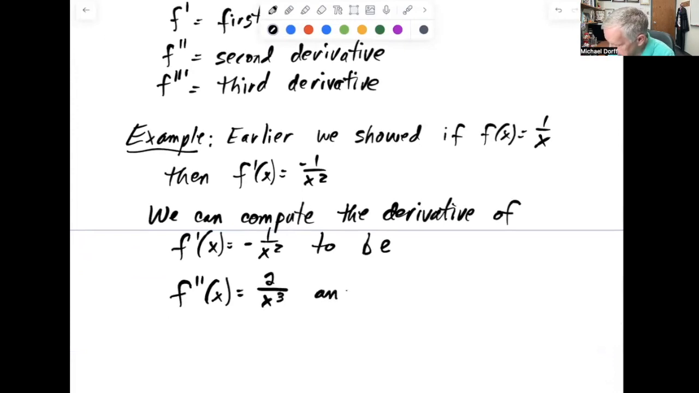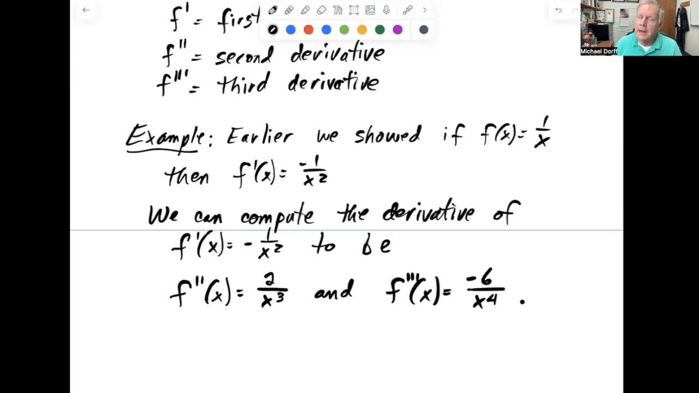And we could also take the derivative of the second derivative to get the third derivative, and we would get the third derivative of x would equal negative 6 over x to the fourth. Okay, now you may be wondering how we do this. We will talk more about that next time when we do the power rule.